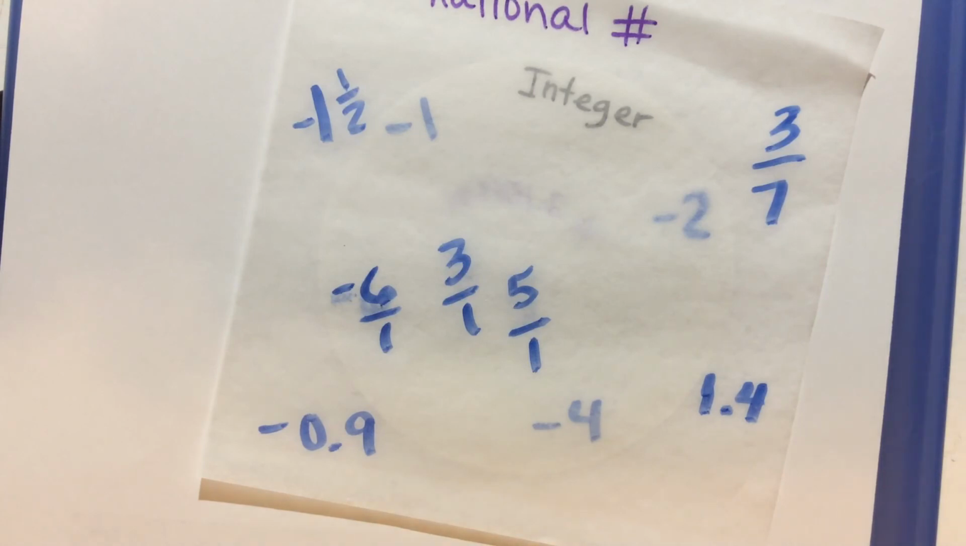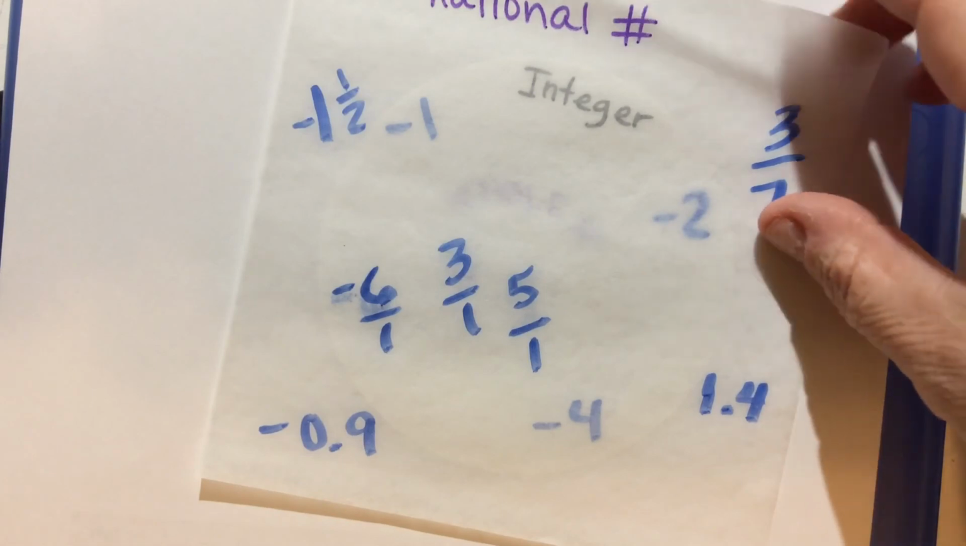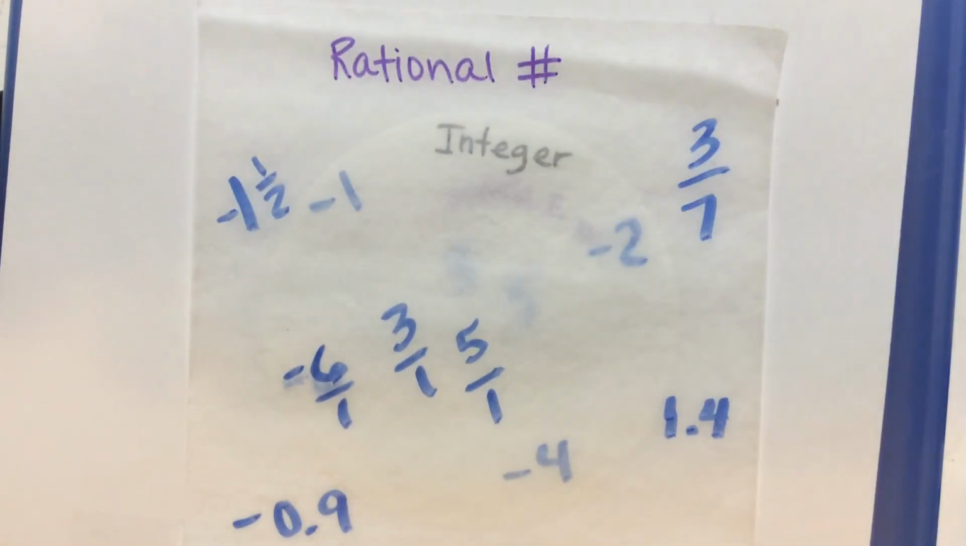So this was just a little way to visualize how the numbers overlap and how some of them are in more than one category. Now you're going to finish the rest of your Pear Deck up and answer the rest of the questions.